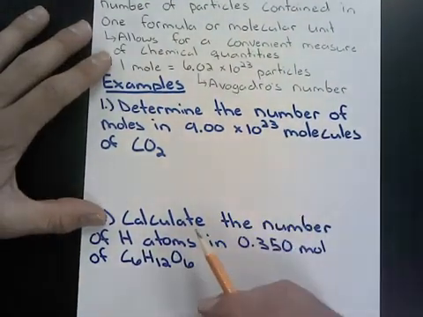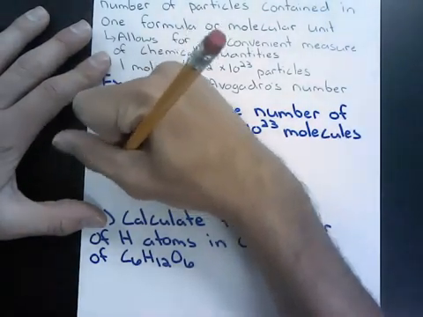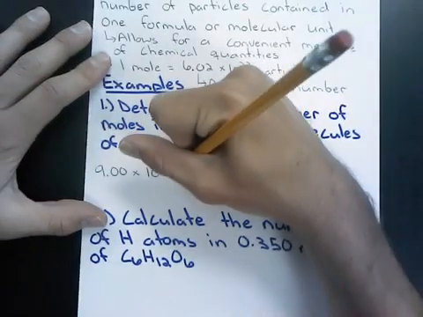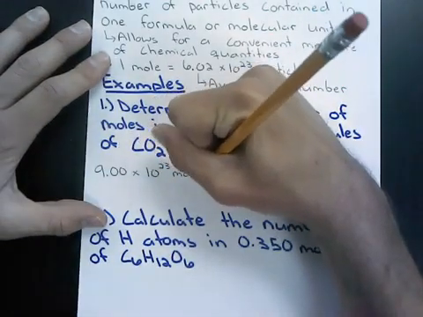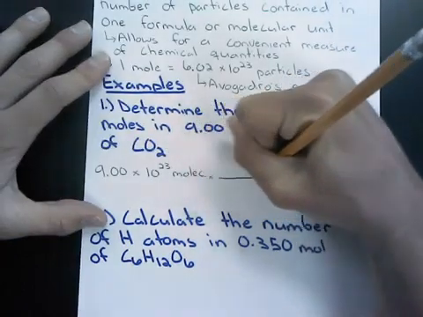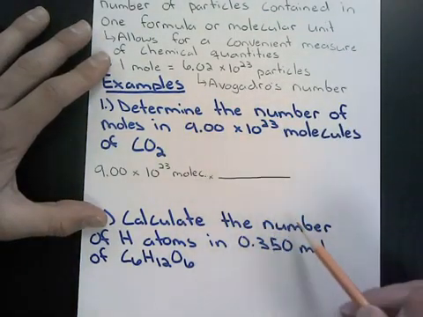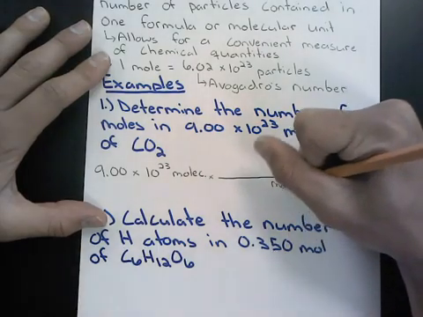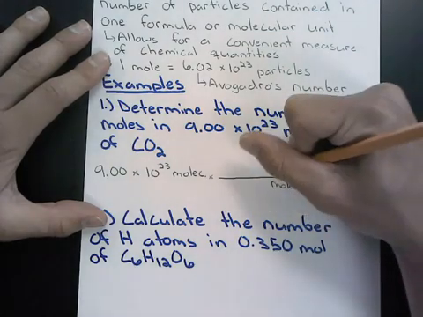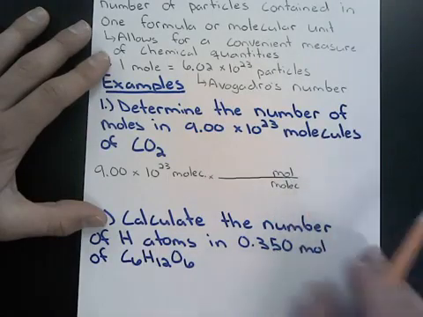So what we do on our conversions is we always start out with what is given. So we have 9.00 times 10 to the 23rd, and I'm going to abbreviate molecules as MOLC just to save some space. Now I draw my conversion factor, and the unit I want down in the denominator is the same unit I have up top. So we want molecules to cancel, and we want to go to moles. The abbreviation for moles is just MOL.